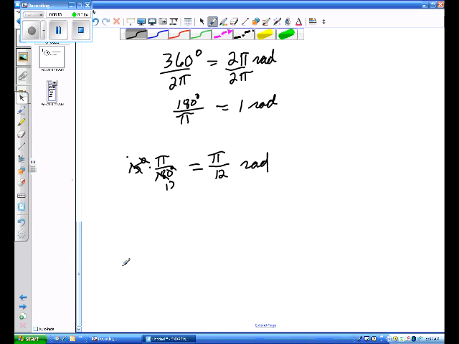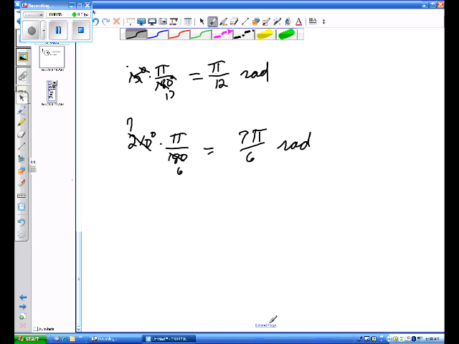Let's do another one. Let's say we want to change 210 degrees. Then we're going to multiply it by pi over 180. And let's see, 30 will go into both of these. 30 goes into 210 7 times, and 30 goes into 180 6 times. So we end up with 7 pi over 6 radians. So to change from degrees to radians, you're going to multiply your degrees by pi over 180.